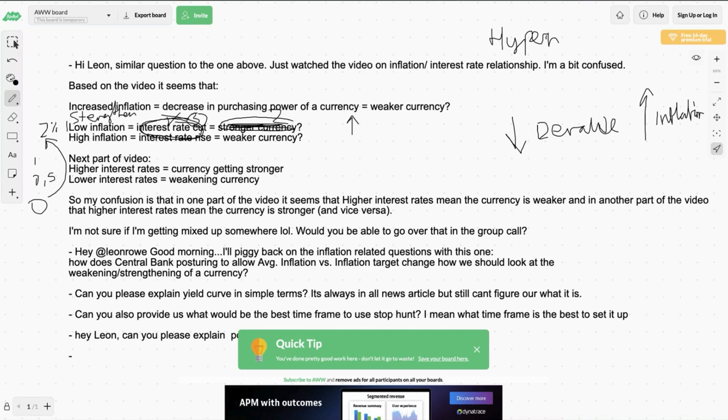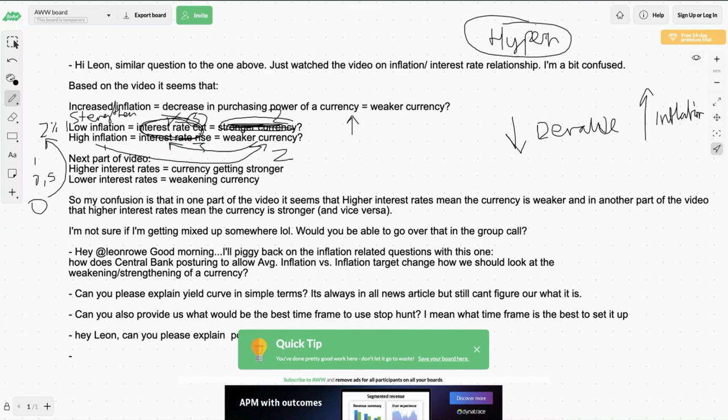Everyone's following? Yep. Brilliant. So high inflation, which is hyperinflation, you want interest rate hikes. Basically, high inflation equals weaker currency, and the result of that is an interest rate hike. So 1, 2, 3. Hyperinflation.